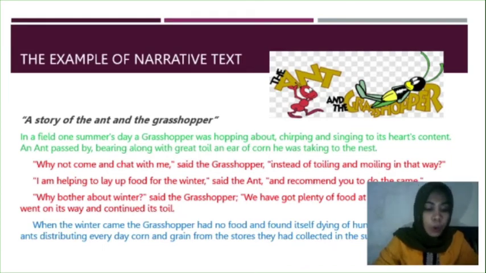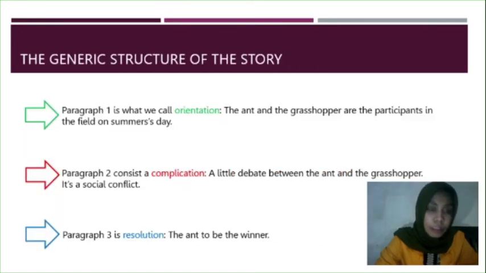Well, do you know why that story can be labeled as a narrative text? Now, let's see the structure to prove it. Generic structure of the ant and the grasshopper story. The first paragraph is what we call orientation. It's the first information of the participants inside the story. From this paragraph, we see that the ant and the grasshopper are the participants. They were in the field on a summer's day.